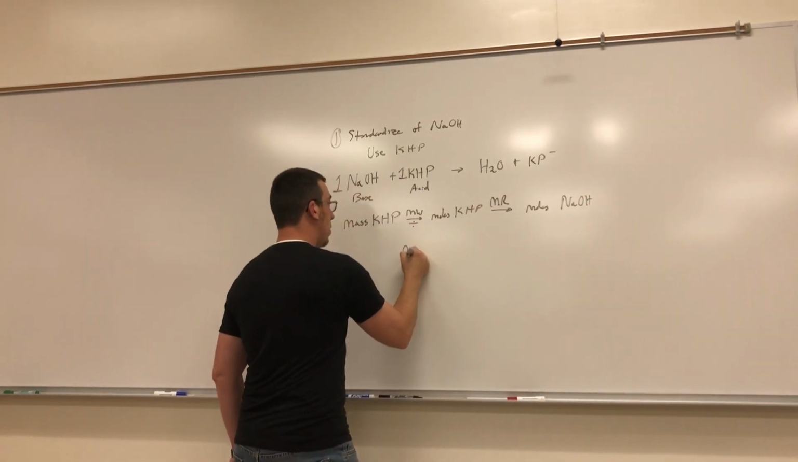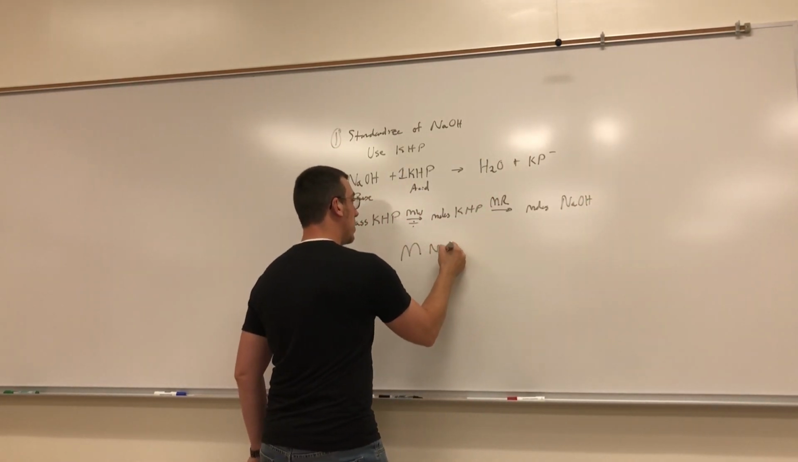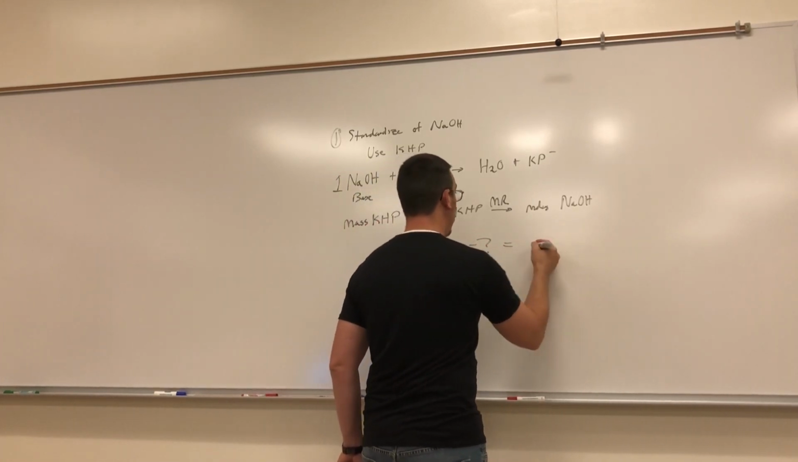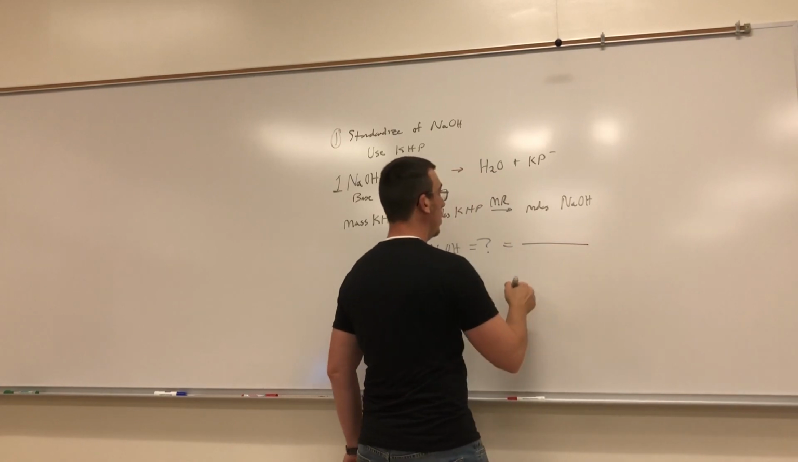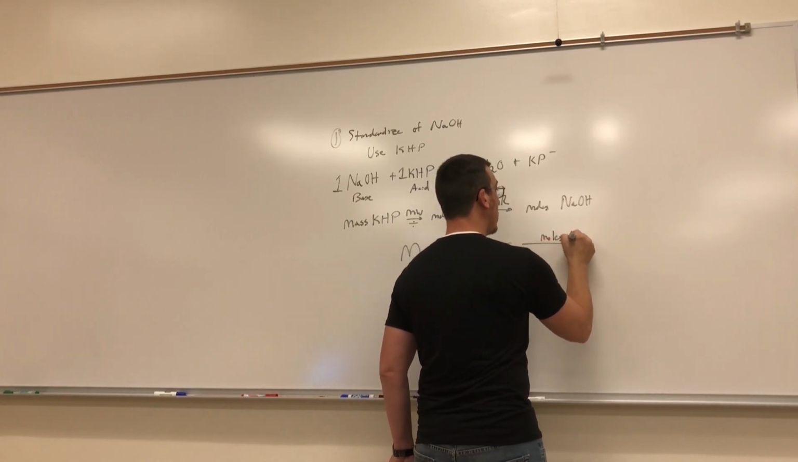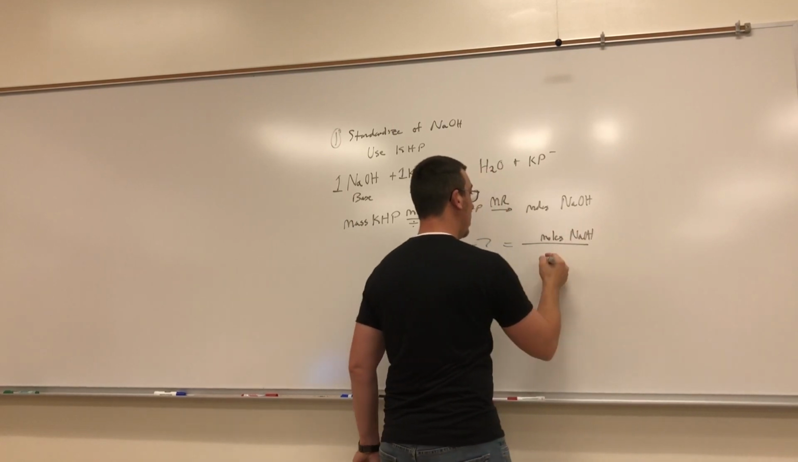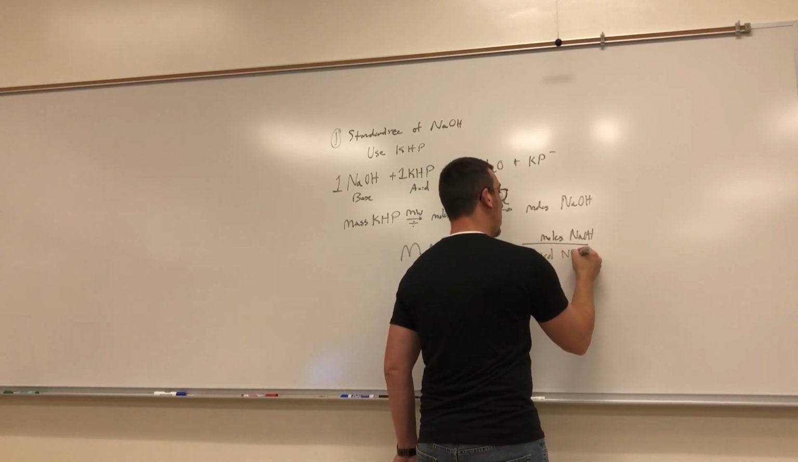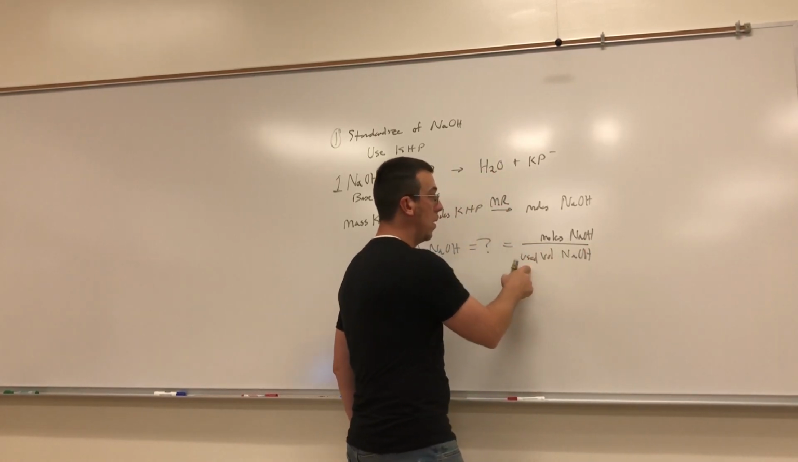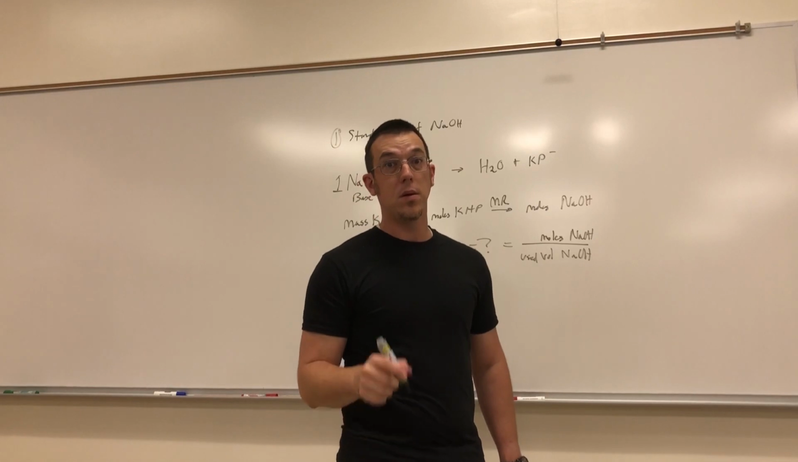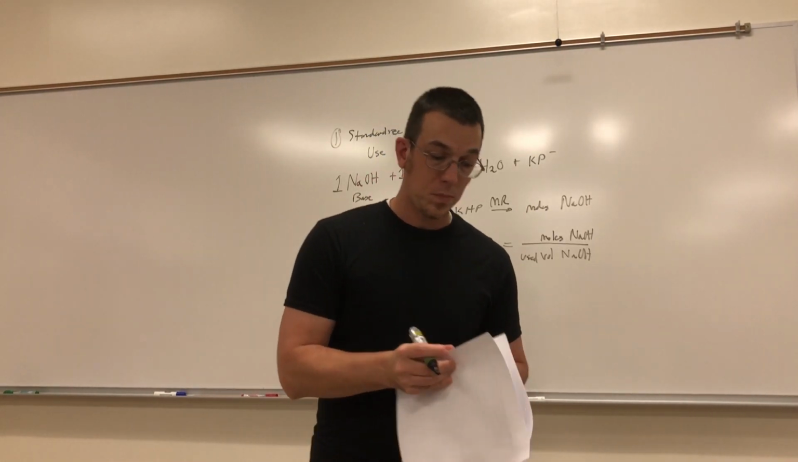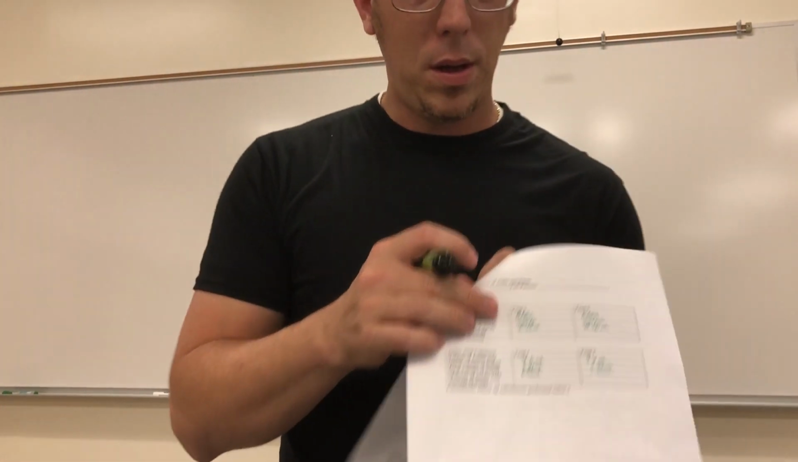Now, to figure out the molarity of the sodium hydroxide, that's our goal here. What you're going to do is take the moles of sodium hydroxide, and you're going to divide it by the volume of sodium hydroxide used. Now this is what's going to come from the titration. So to get that number there, you're going to use the data table that I provided you in the Word document. All right, which you can see here in trial 1.